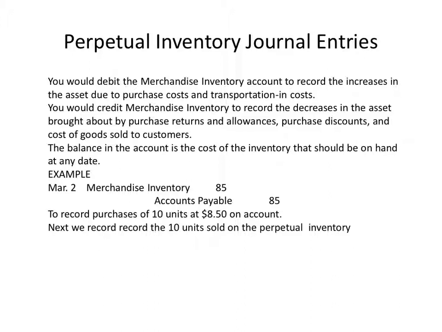Now we move to the journal entries that we would record in a perpetual inventory system. In past videos, we looked at the journal entries for a periodic inventory system, so that when I bought goods, I charged an account called purchases, and when I returned them, I charged an account called purchase returns and allowances. Here, though, we only have one account in perpetual inventory, and that is a merchandise inventory account.